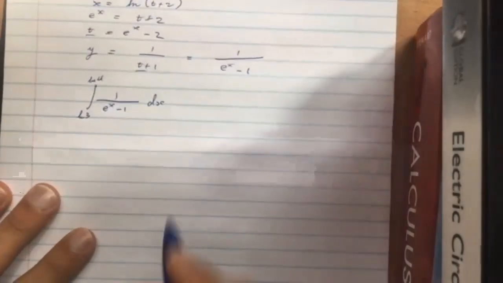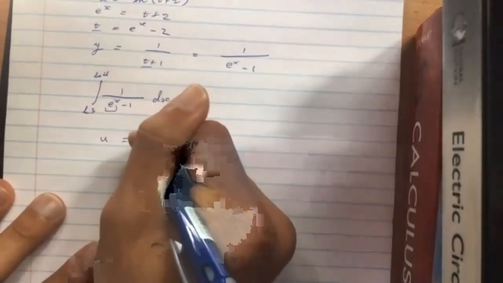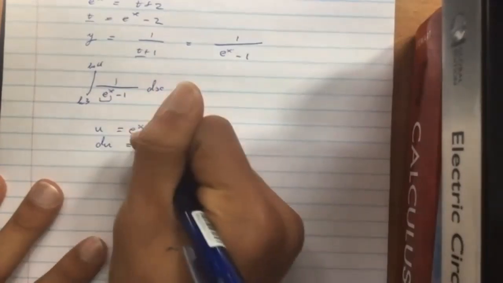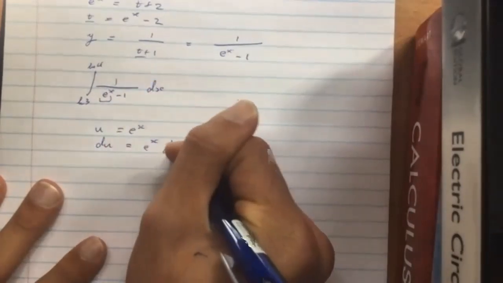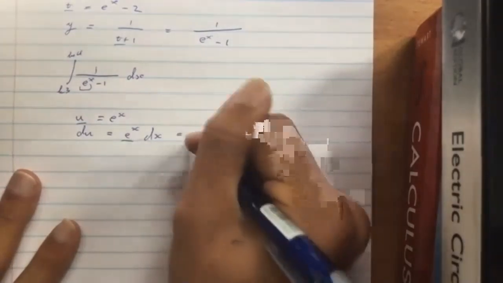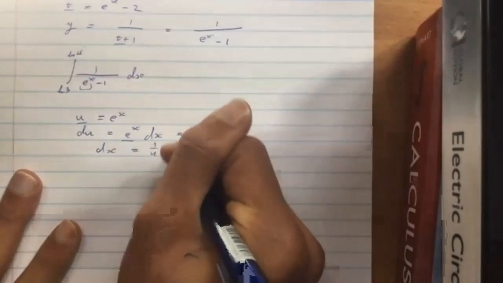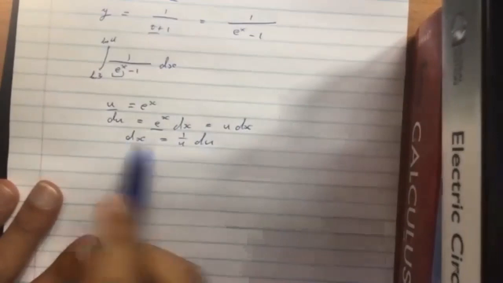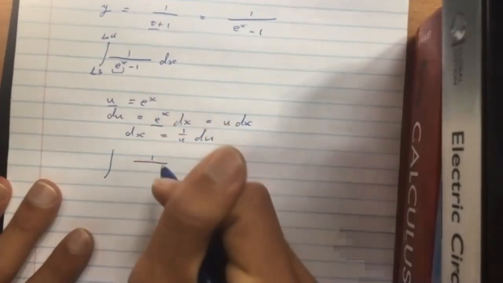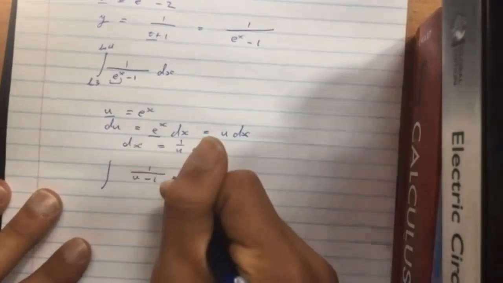So now you notice that we can get rid of this e to the x by saying let u be equal to e to the x. In that case, du would be the derivative of this, which is just e to the x times dx. But we know that e to the x is just u, so this is just u dx. So in fact, dx is 1 over u du. So putting that back into the original expression, we get the integral of 1 over, e to the x is just u, so u minus 1, and dx is 1 over u du.